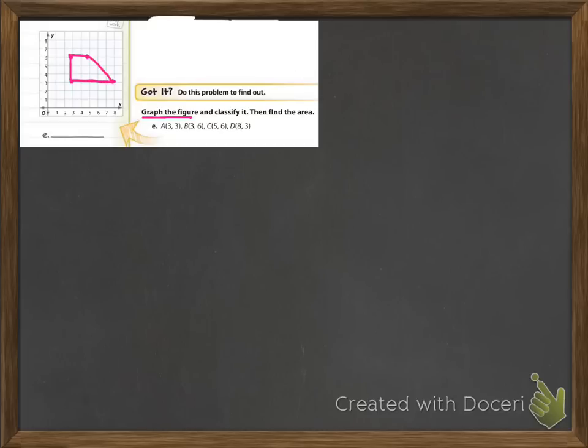And if you're not good at straight lines, then you want to get a ruler out so that you can do that. Then we need to classify it. So let's think about that. This is obviously going to be a trapezoid. So that would be the first part of your answer, trapezoid.